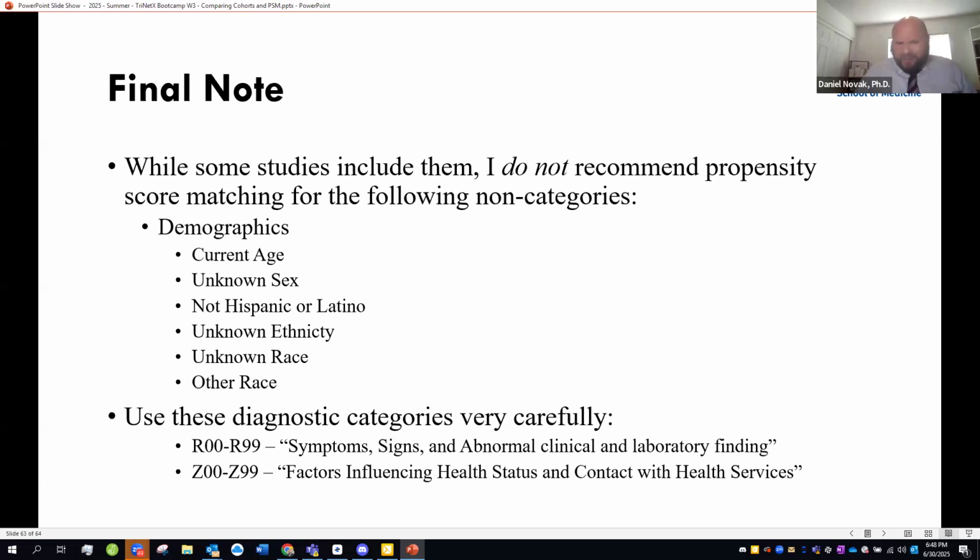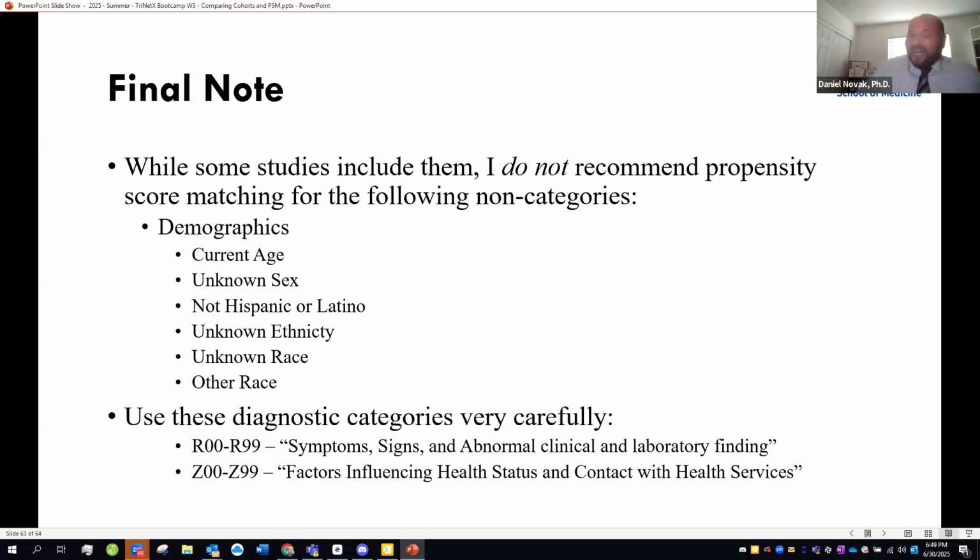Other things I would highly recommend being very careful about using are R00 to R99 as propensity score matching factors, because literally every part of the symptoms, signs, and abnormal clinical and laboratory findings, all of your physiological, history and physical findings, could be included in there. And there's really no way to know what some of these things mean, whether the person showed up and had labored breathing, right? Unless you want to include that as one of your cohort definitions, that might be the way to go. But none of these things really make valuable or useful propensity score matching characteristics.